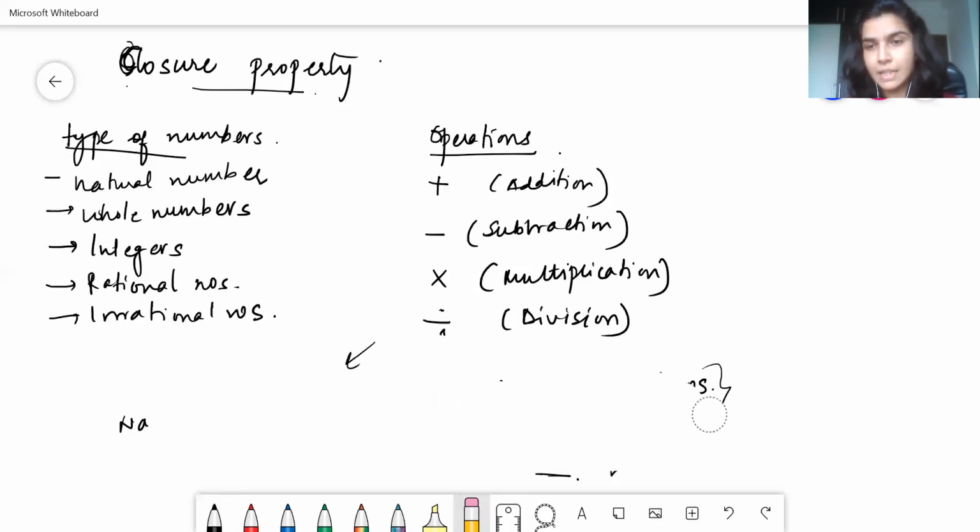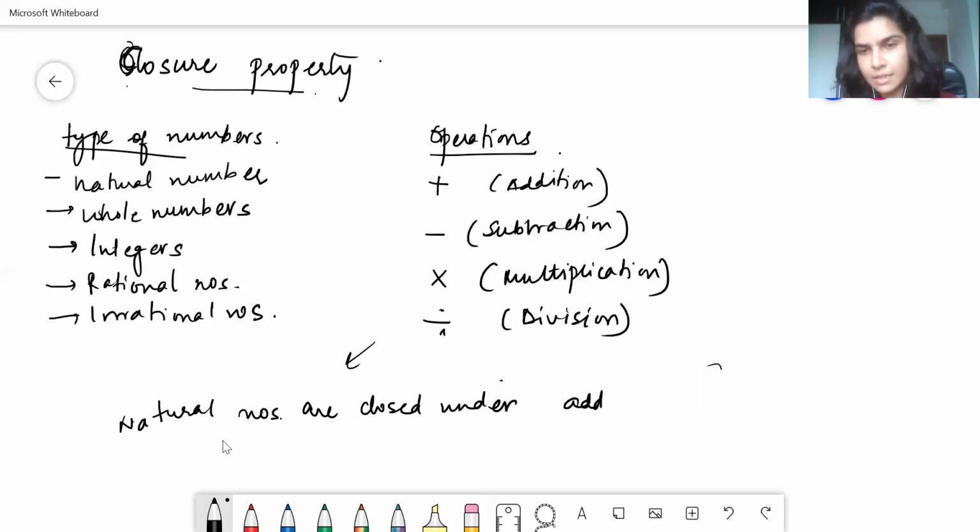So suppose something like this is given to me, that natural numbers are closed under addition. If someone tells you this, what does it mean? Right now I'm explaining it to you, but if someone tells you natural numbers are closed under addition, what does it mean for you? It means that whenever you add any two natural numbers, you are always going to get a natural number as an answer.